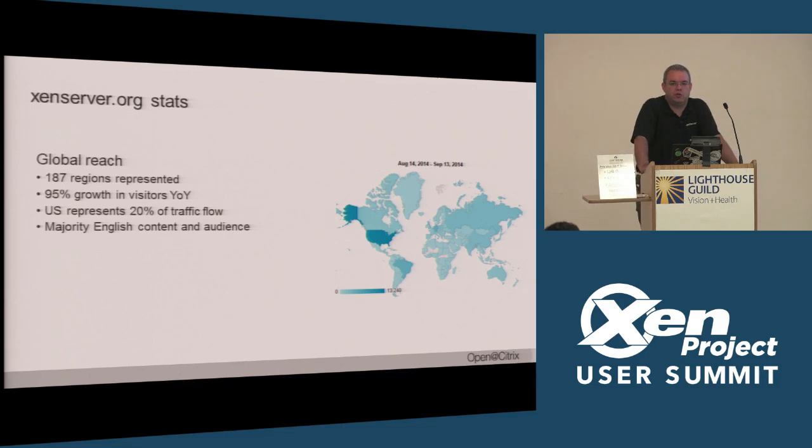So some core stats. Our global reach is 187 different country regions. I took that screenshot yesterday, and these stats are as of yesterday. We've had a 95% growth in visitors to XenServer.org in the last year. The US represents 20% of the traffic flow.